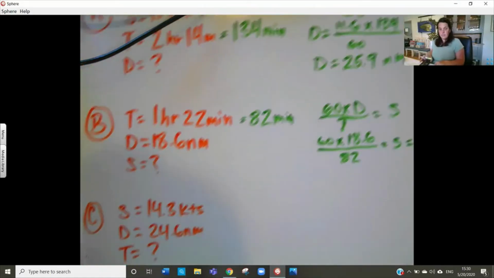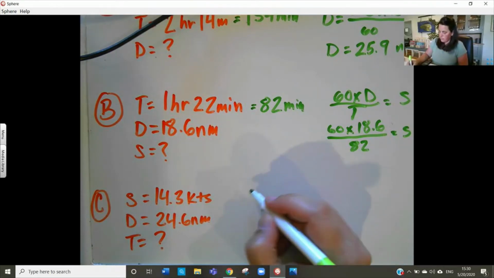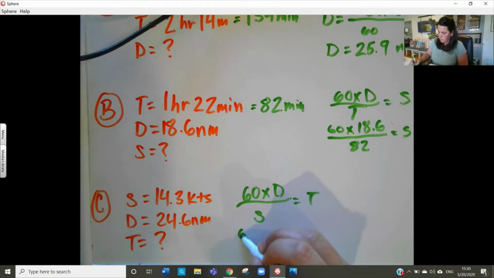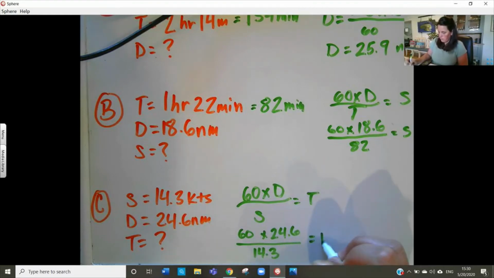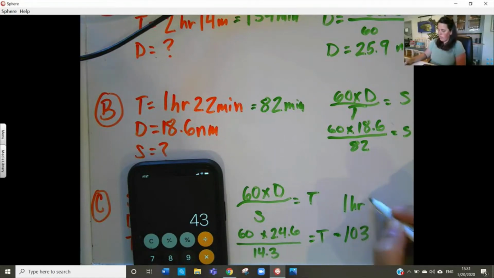Last one in this section tells us we were cruising at 14.3 knots for a distance of 24.6 nautical miles. What was the time elapsed for the trip? How long did it take us? So this time we are looking for time. So we get our minutes. So again, we need to convert this number back into hours and minutes. So I have 103, I'm going to subtract the 60, and I'm left with 1 hour and 43 minutes. And that was our practice for 60 D Street.